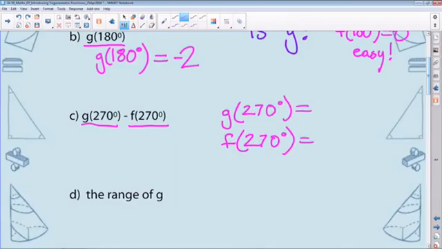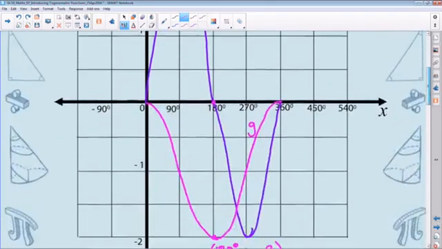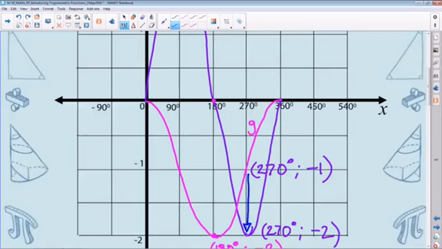And we go back to our graph. At 270 degrees, f is equal to 0. And at 270 degrees, g is equal to, oh, not 0. Helen, read it properly. At 270 degrees, f is equal to -2. And at 270 degrees, g is equal to -1. Now I can actually figure out, using these two values, what the difference is between those.